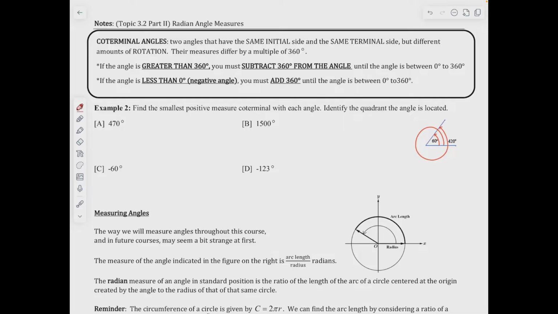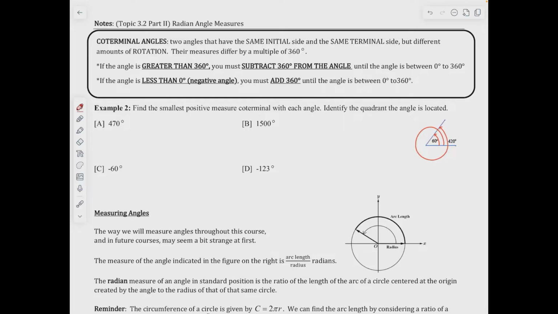So if your angle is greater than 360 degrees, you just subtract multiples of 360 until it's between 0 and 360, if that's what you're trying to graph. If your angle is less than 0 degrees, so if you have a negative angle, keep adding multiples of 360, and then that'll help you determine where to graph.